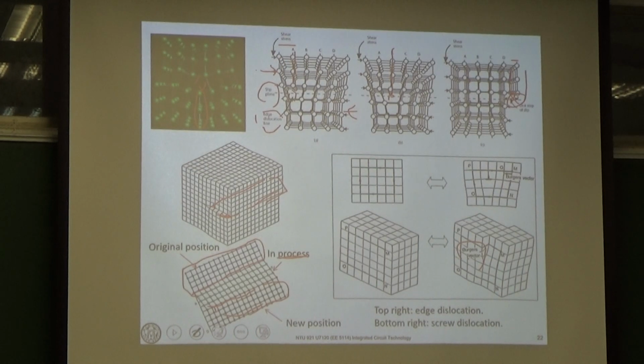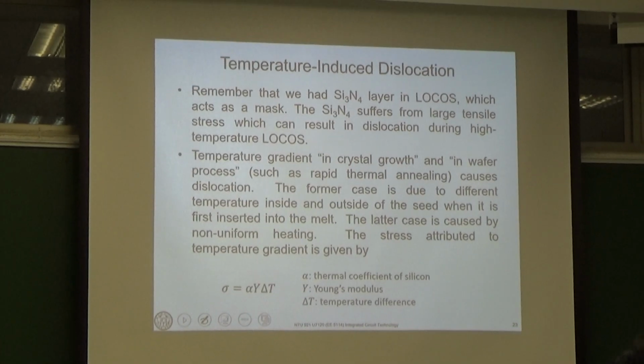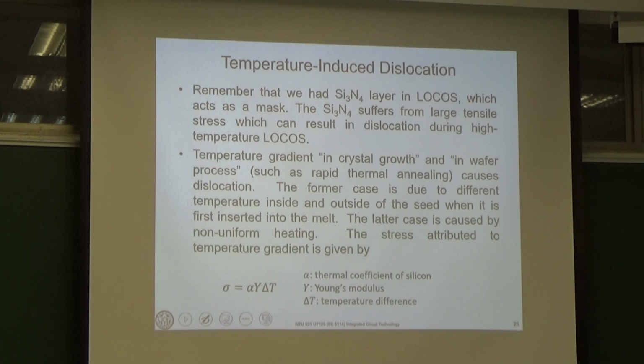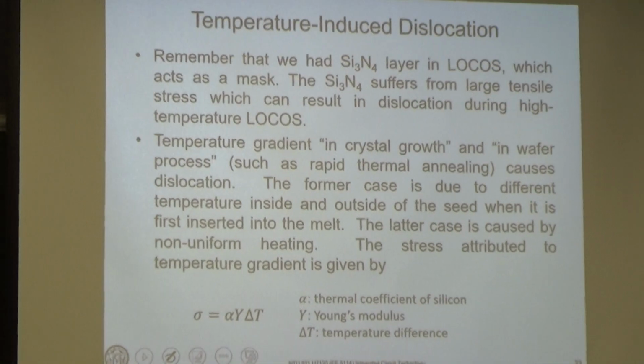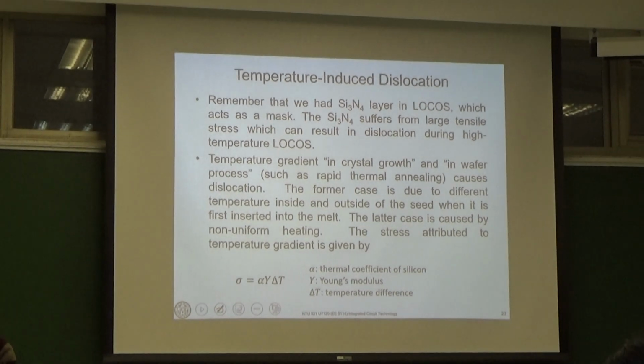As I just said, this kind of screw or edge dislocation is sometimes created by a high temperature process. Remember that we introduced the low-cost process. In the low-cost process, we deposit a silicon nitride layer, and this silicon nitride layer will suffer from large tensile stress. Okay, and especially when we increase the temperature, this will create dislocations in the silicon material underneath.